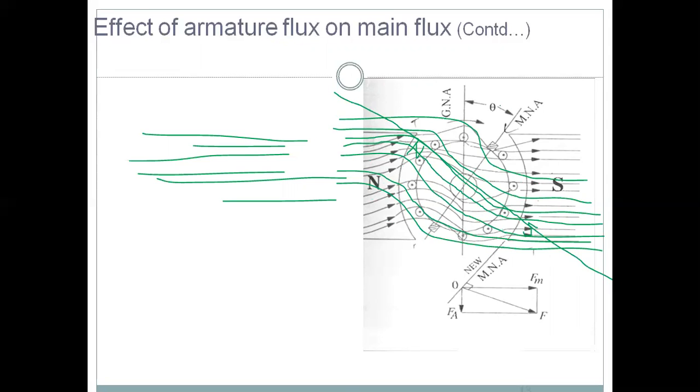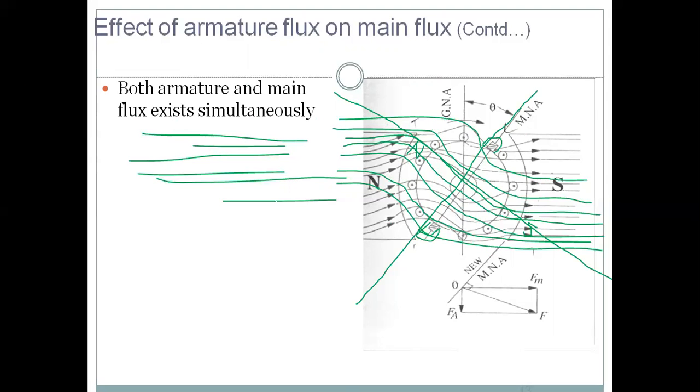You know that MNA is perpendicular to the polar axis. Then this will become the MNA. Then brushes are accommodated in the MNA axis. This is happening because of the armature reaction.